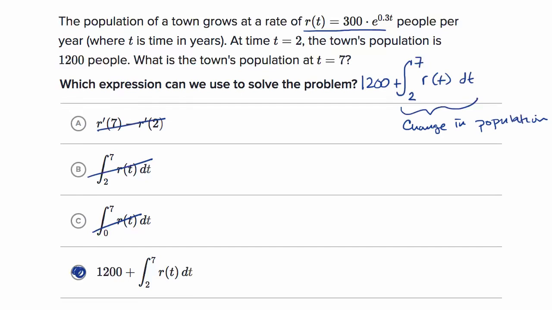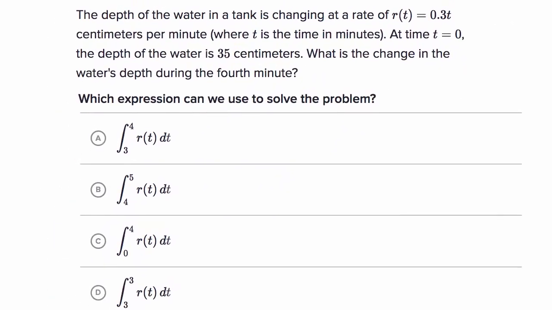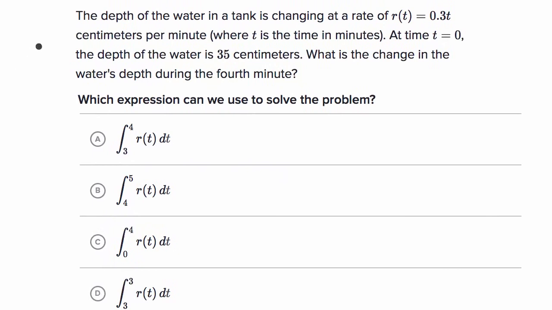Let's do one more of these. So here we have the depth of water in a tank changing at a rate of R of t equals 0.3t centimeters per minute, where t is the time in minutes. At time t equals 0, the depth of the water is 35 centimeters. What is the change in the water's depth during the 4th minute?